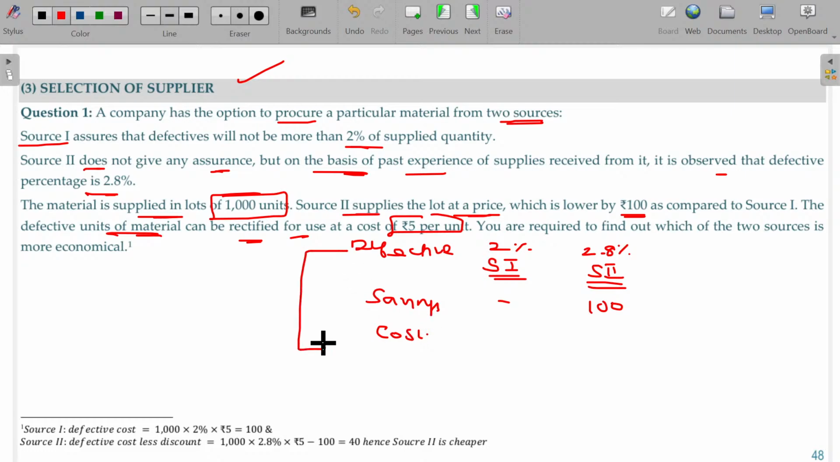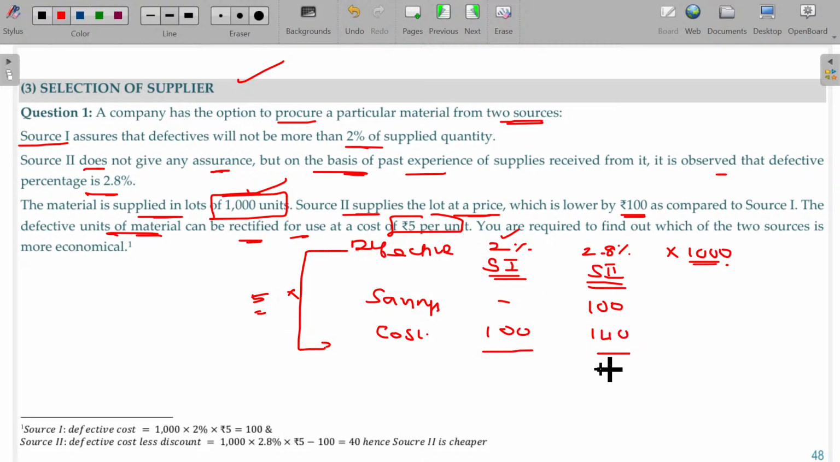So you have to spend around 5 rupees. How do you calculate this? Okay, into 1,000 units, right? For every unit, we have to spend 5 rupees. 1,000 units were purchased in a lot size. How many units may be defective? 2%. Okay, 20 units may be defective. To rectify, we have to spend around 5 rupees. So 100 rupees we have to spend here. In case you are purchasing from S2, on the 1,000, 2.8%, 28 units may be defective. To rectify that, I have to spend 5 rupees. So 28 into 5, 140.